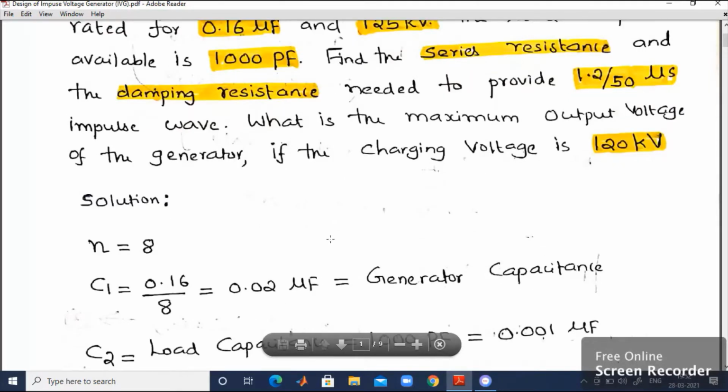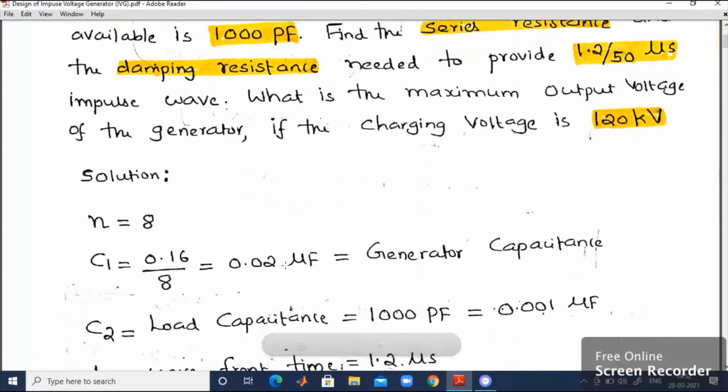Afterwards, C2 has been noted down. What is the value of C2? 1000 picofarad. But C1 is expressed in terms of microfarad. It is better to maintain C1 and C2 in the same unit. Normally, we express impulse generator capacitance in terms of microfarad. Better you can go for the load capacitance also in microfarad. So 1000 picofarad is equal to 0.001 microfarad.